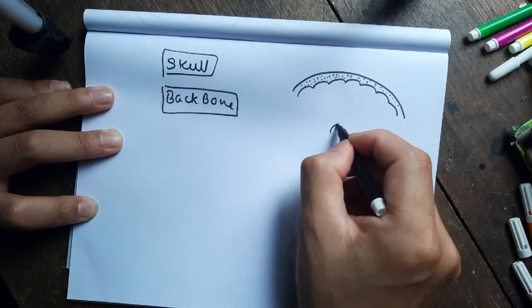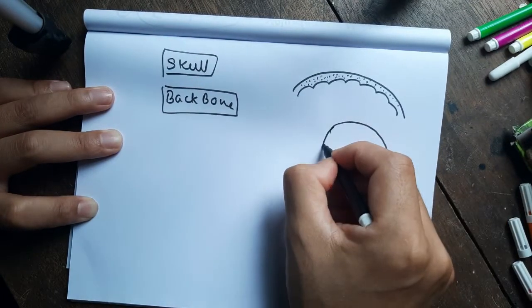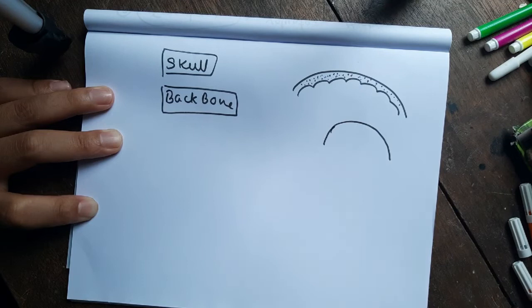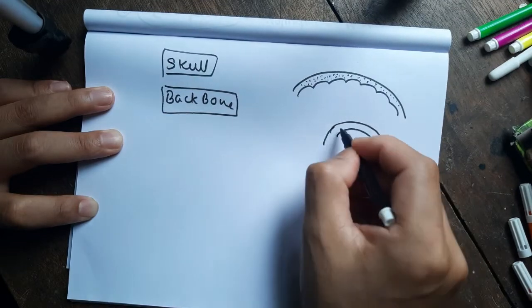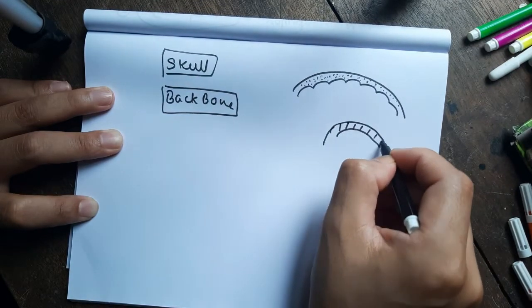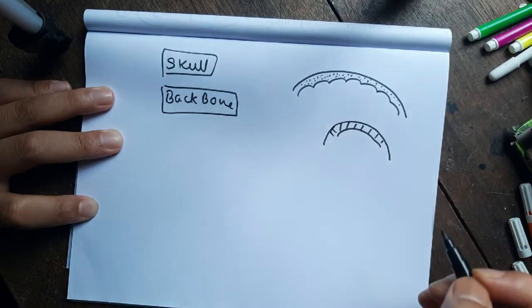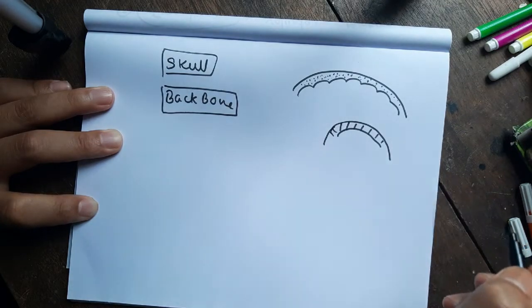Just like in a helmet, why do you wear a helmet? To protect your head. It's very hard. So suppose you meet with an accident, nothing will happen. However, try wearing a helmet that doesn't have sponge inside, it will not work. This sponge will be there to absorb some amount of shock. So this is how the brain is protected.